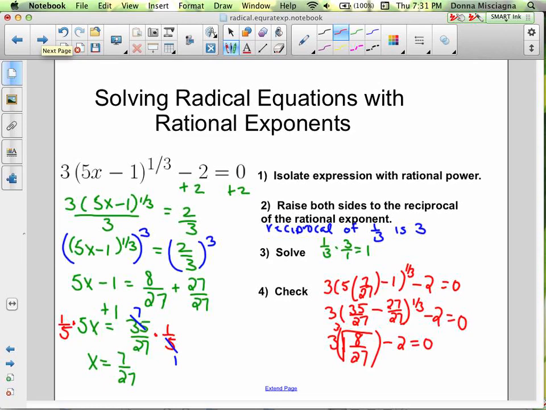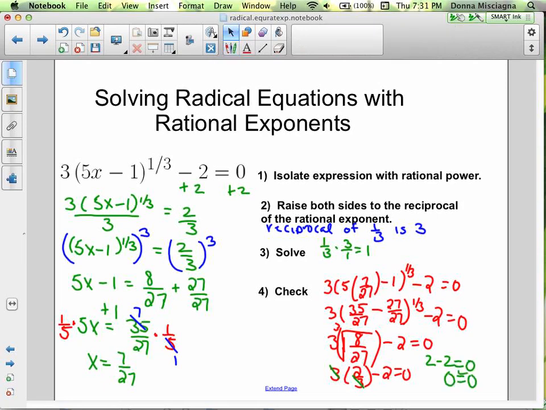So 8/27ths is actually a perfect cube, right? We know that because we cubed 2/3 to get 8/27ths. So this would be 3 times 2/3 minus 2 equals 0. Well, 3 times 2/3, the 3 is going to cancel. And that just gives us 2 minus 2, which is indeed 0. And so that one checks out very nicely. And our answer gets a smiley face for being a good solution.